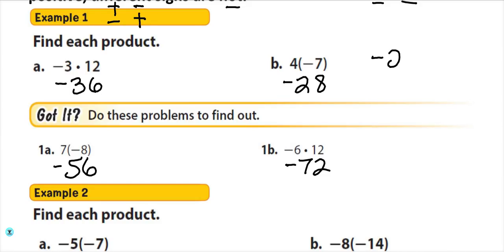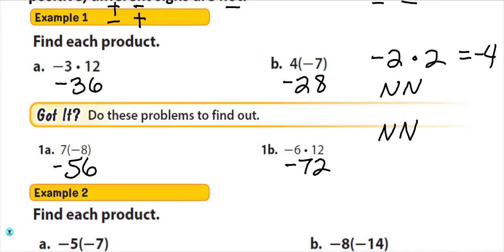So let's take negative 2 times 2. Now, we know that the answer is going to be negative 4, right? Well, why is it negative? What this means is that there are two groups of negative 2. So if I draw two negatives and another group of two negatives, how many do I have? I have 4 negatives.